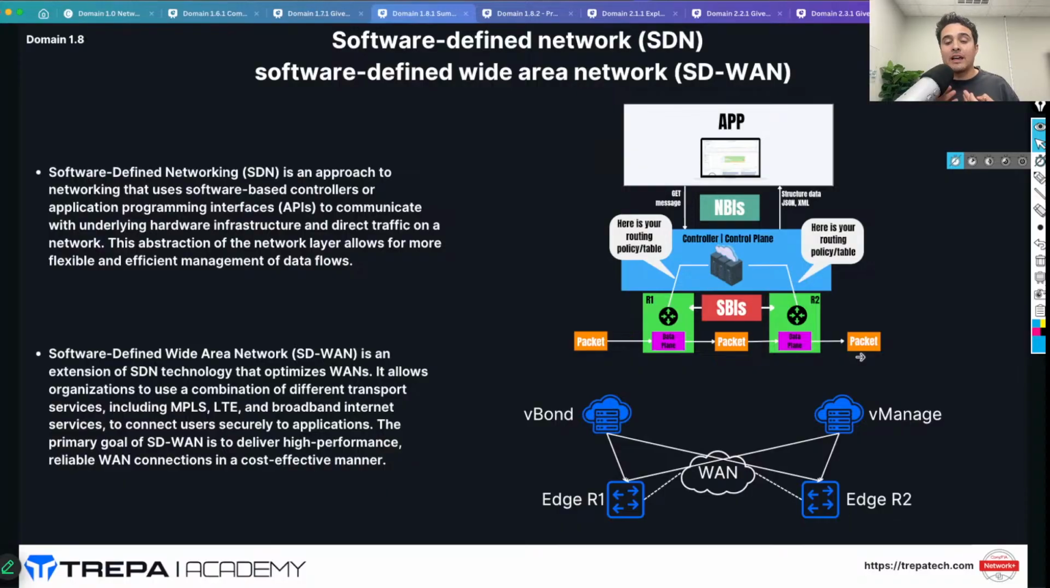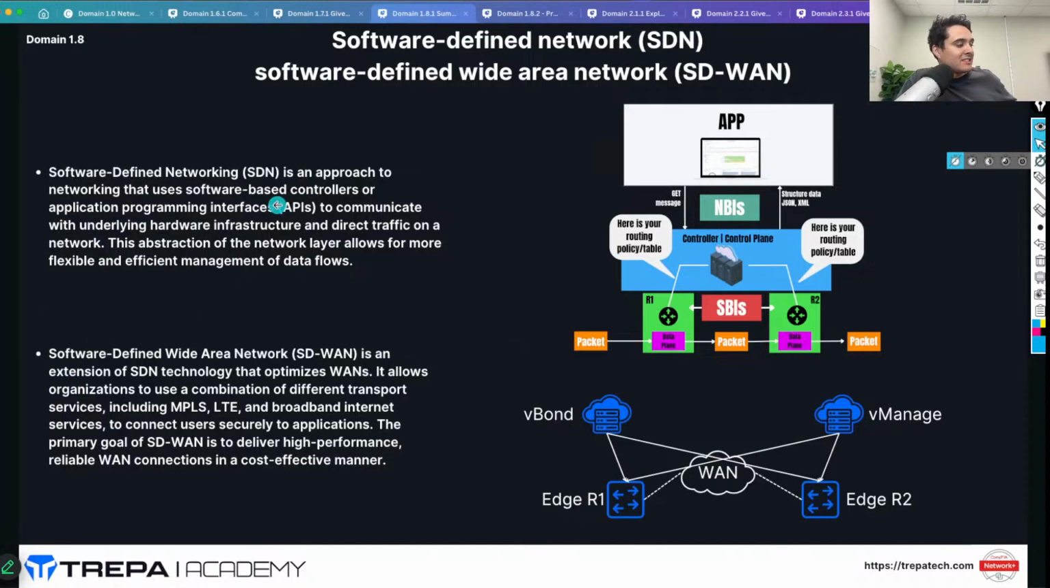SDN is also what cloud networking is. So when you have seen me in the past deploy a VNet in the Azure portal, that's software-defined networking. I'm not going into some sort of Cisco router, Juniper router, CLI and configuring it. I'm managing everything from that portal, okay?